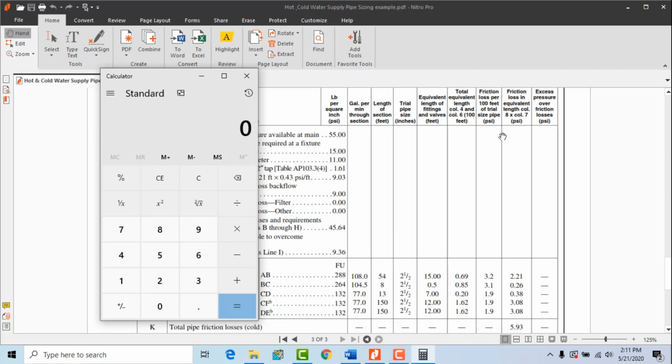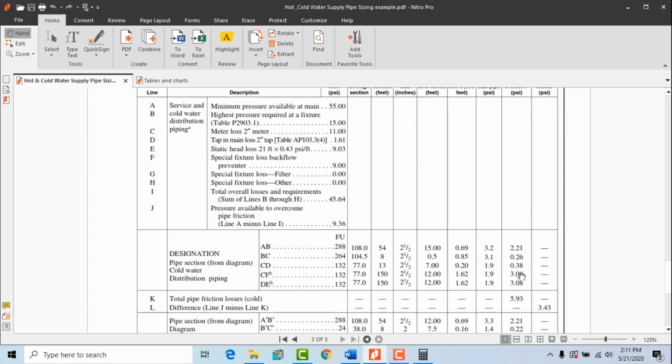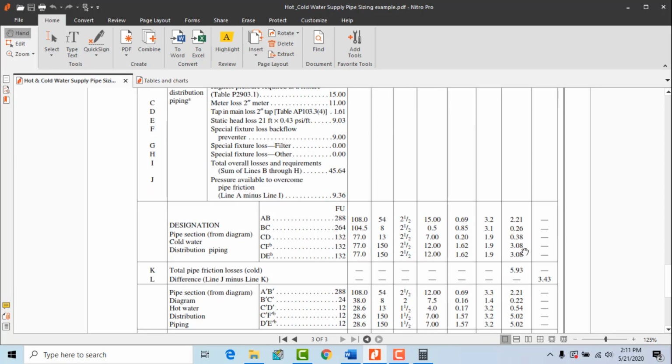So friction loss in equivalent length, there will be 0.085 into 3.1, that is 0.26, and 1.62 into 1.9, 3.078, so 3.08. So this is how you have to write these friction losses in equivalent length for each section. So after that we have to add all these lengths.